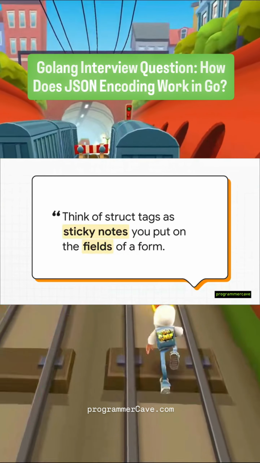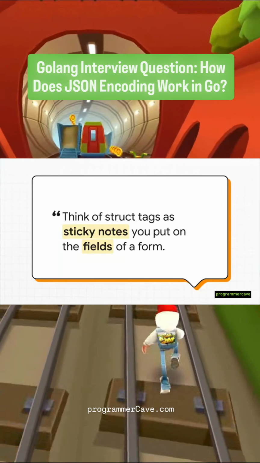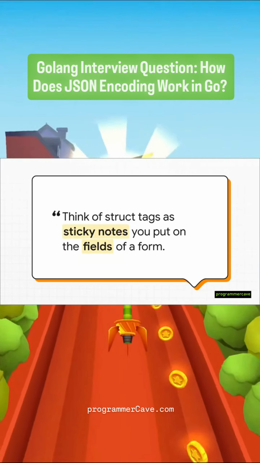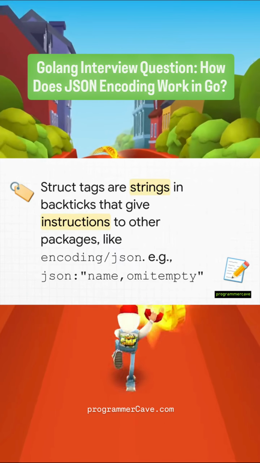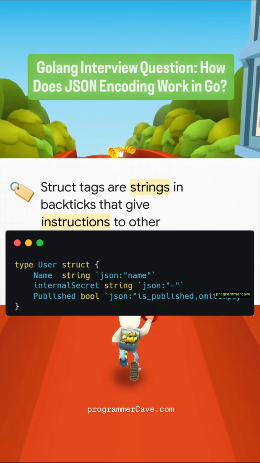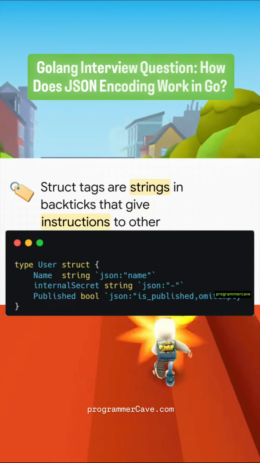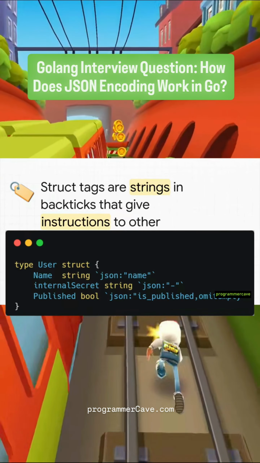Now, the key thing to understand is that the struct itself completely ignores these notes. They're not for the struct. They are instructions for someone else, usually another Go package, like the JSON encoder. Let's make this real. Check out this user struct. See those strings in the backticks? Those are the tags, our sticky notes. We're leaving instructions for the JSON package.